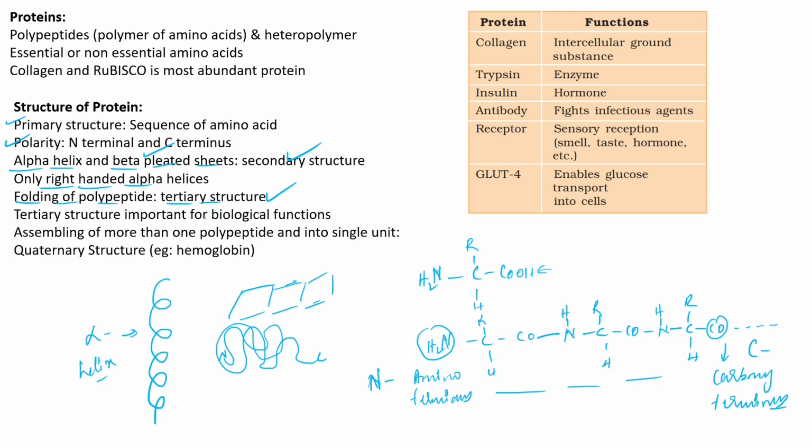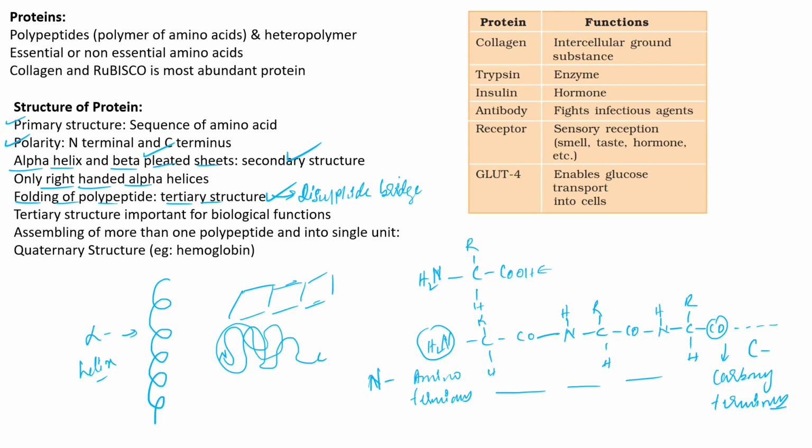Along with the folding of the polypeptide, there is one more important factor that results in the formation of tertiary structure, that is called the disulfide bridges, or disulfide bonds. Interestingly, for the formation of the disulfide, the name itself indicates two sulfur molecules, hence it is called disulfide bridges. And disulfide bridges are important for the activity of the protein or polypeptide.